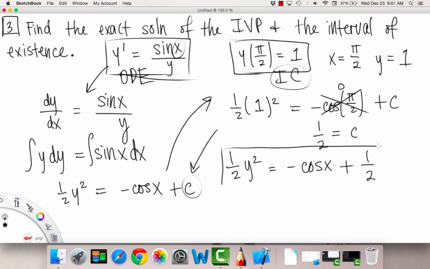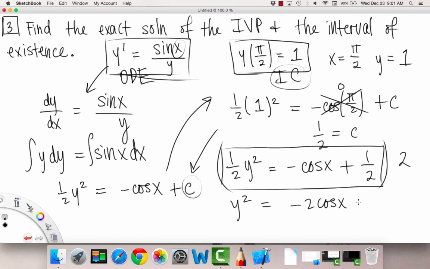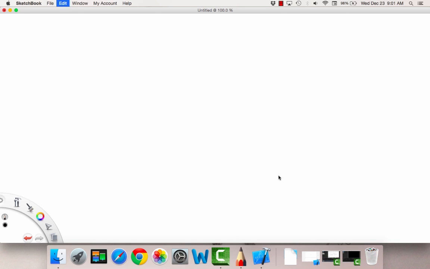Now we need to solve for our y explicitly. In order to do that, we're just going to multiply by 2 on both sides. If you multiply by 2 everywhere, we get y squared is equal to negative 2 cosine x plus 1. All right, and let's continue this on the next slide. So we have y squared is equal to negative 2 cosine x and then plus 1. This is the same thing; I'll just rewrite it: 1 minus 2 cosine x.